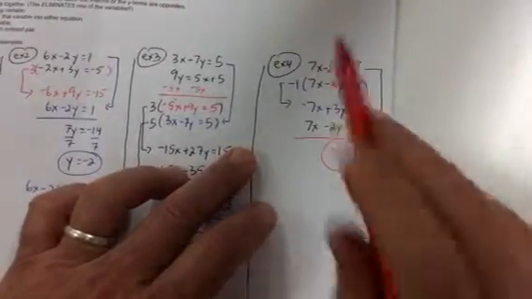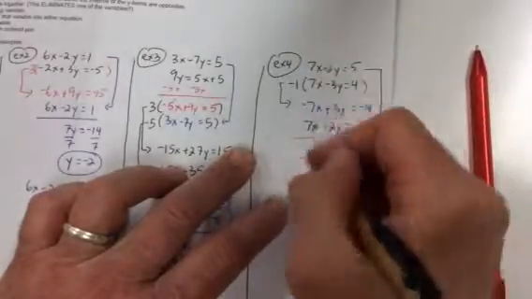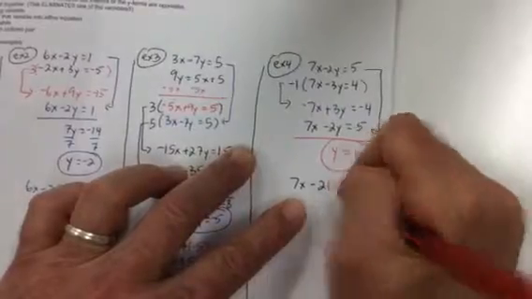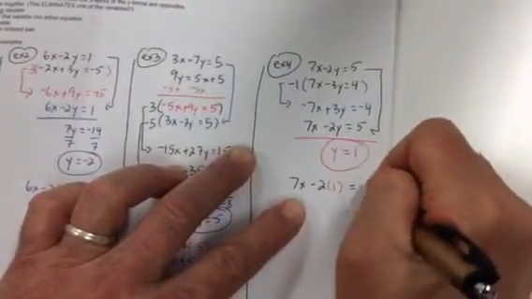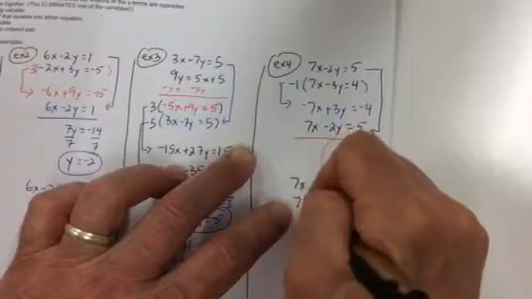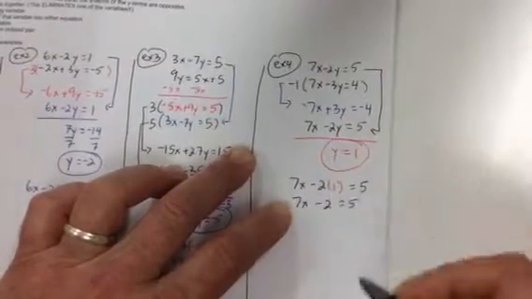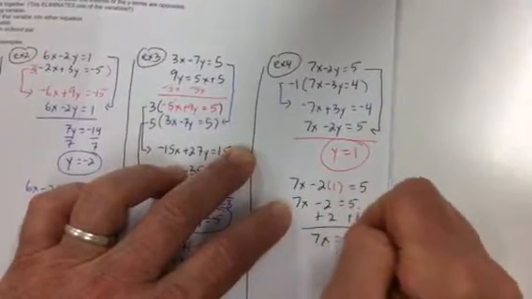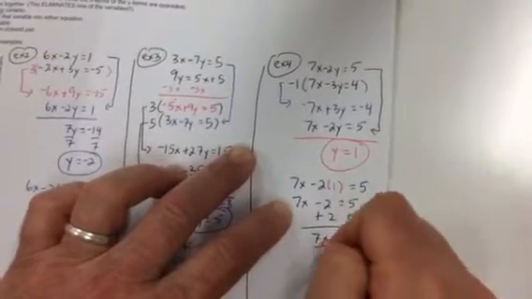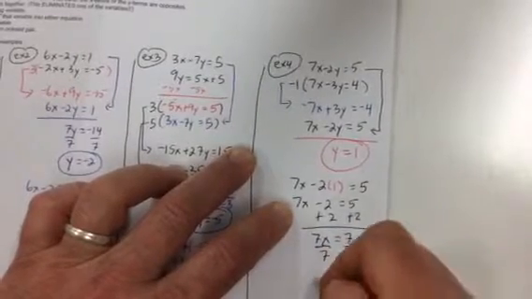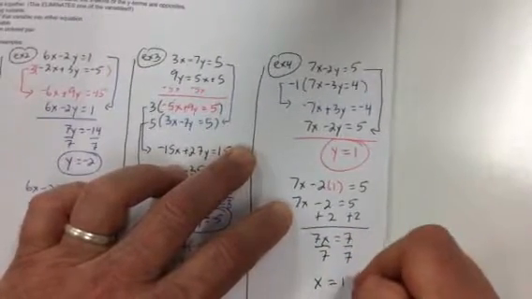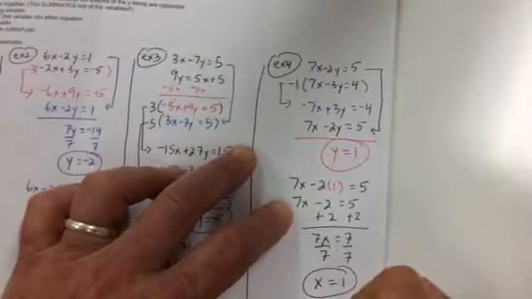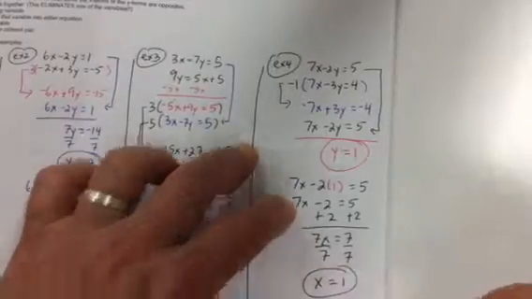Okay, so now let's plug it into either equation. I'm going to go ahead and pick the top equation. So 7x minus 2 times 1 equals 5, or 7x minus 2 equals 5. Let's add 2 to both sides. 7x equals 7. Divide by 7, and we get x equals 1. Therefore, what is my final answer? 1, 1 is my ordered pair.